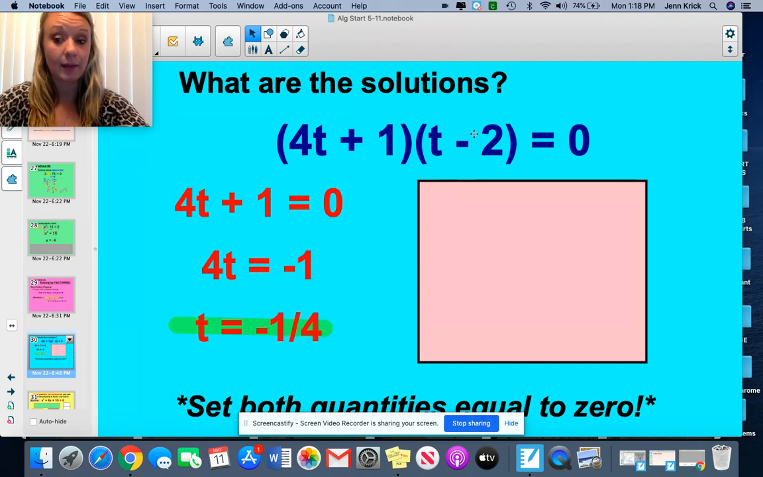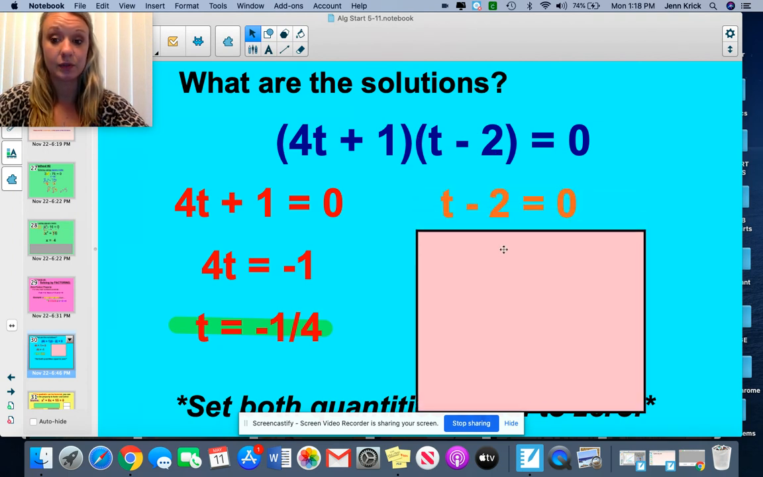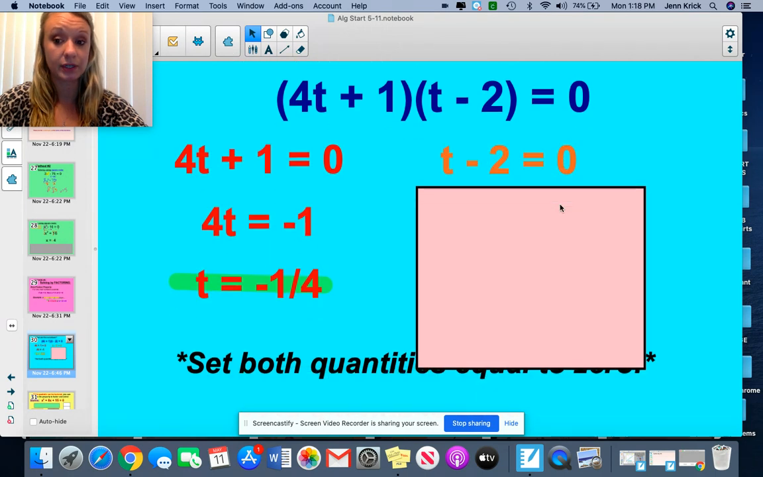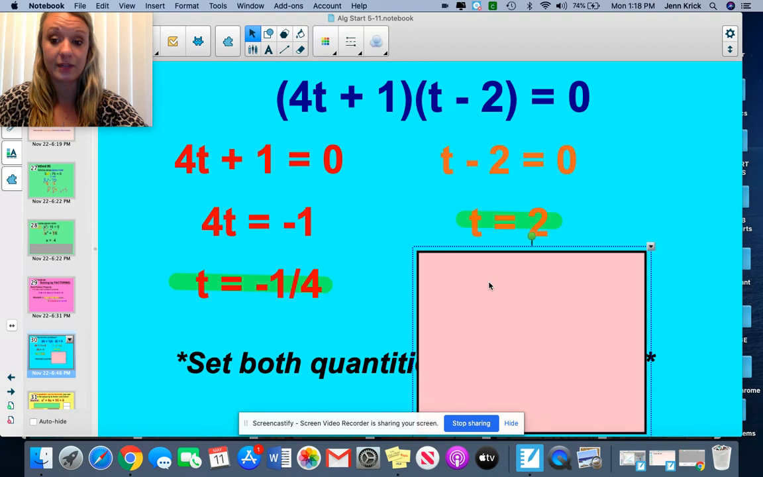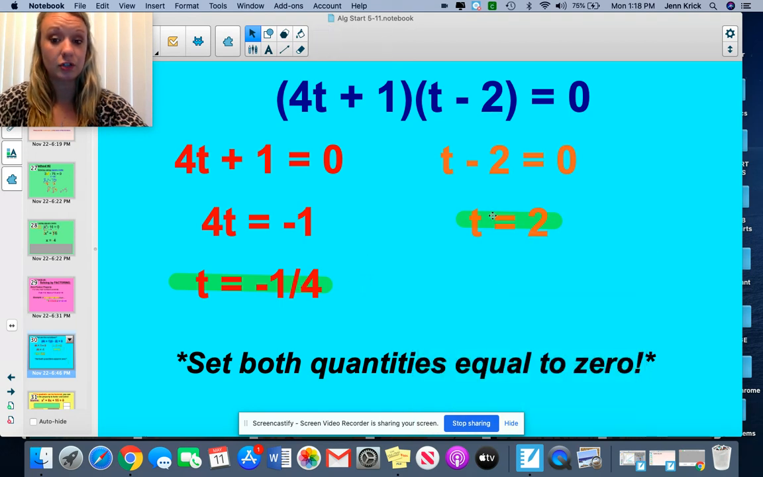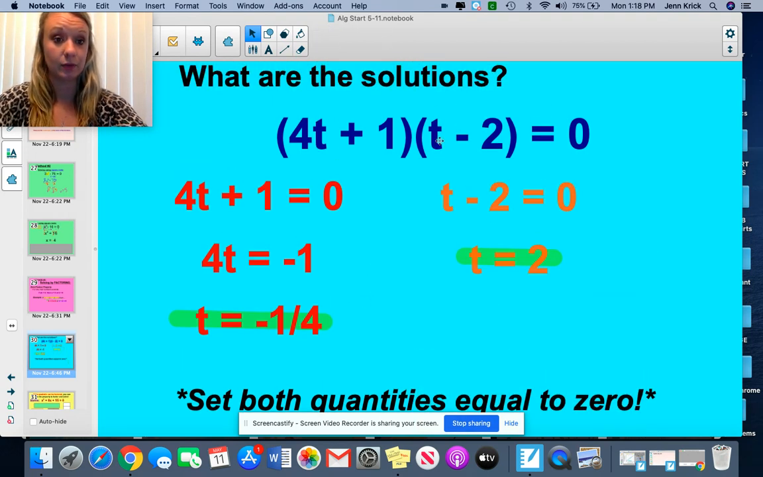Then over here, I'm going to take this t minus 2 and set that equal to 0. Well, t minus 2 equals 0. To isolate t, we're just going to add 2 to the other side, and we get t is equal to 2. So those would be our two solutions of this equation here.